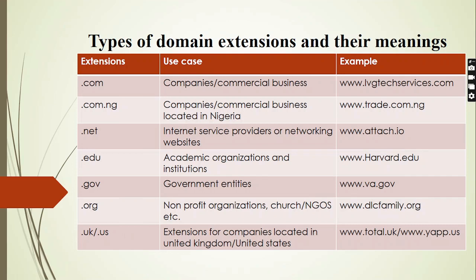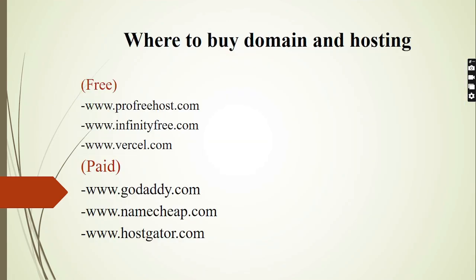So these are just a few of the thousands of extensions out there. Normally most countries have their own extensions, as provided by internet services. This is an example for Nigeria, this one for the UK, and this one for the US. So where do you buy a domain and hosting? These are a few of the domain registrars and hosting companies I've listed here.